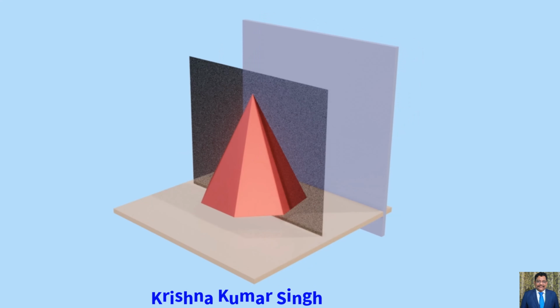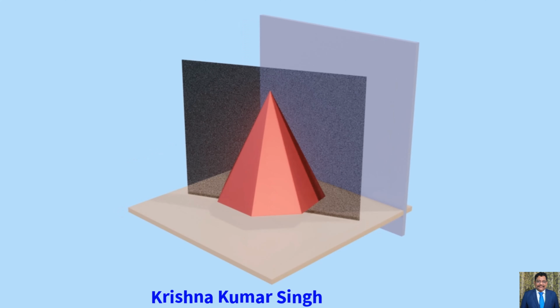Number 2. Section plane parallel to VP. In this condition, the section plane cuts the solid in such a way that it is kept parallel to VP. In this position, the section plane is perpendicular to HP. In this position, a sectional view is projected on the front view.